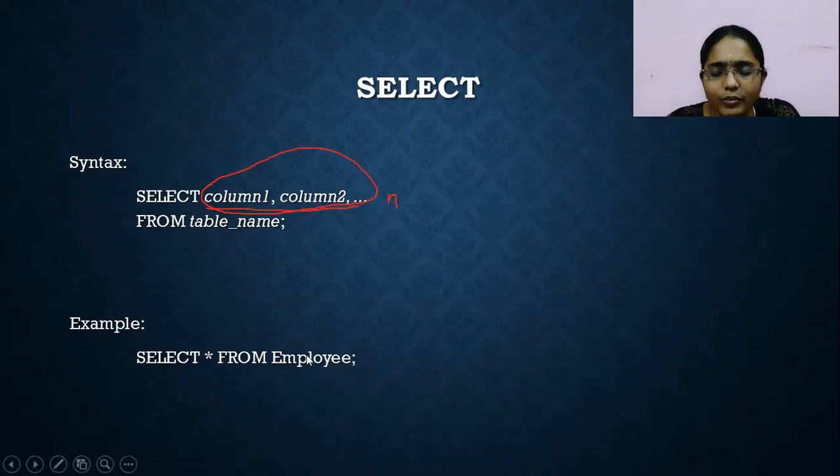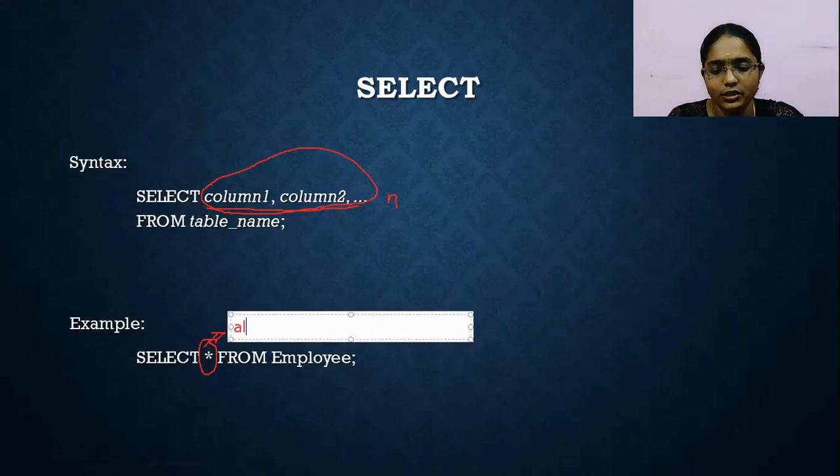You can notice the example: SELECT * FROM employee. Just now I told you SELECT column1, column2. So what is this star? If you mention star here, it means all the records. All the records from your table will be displayed.